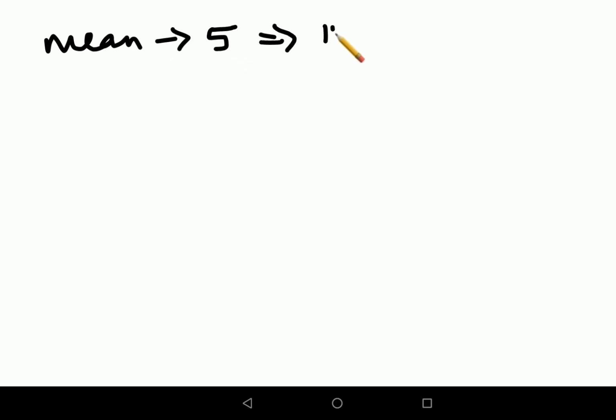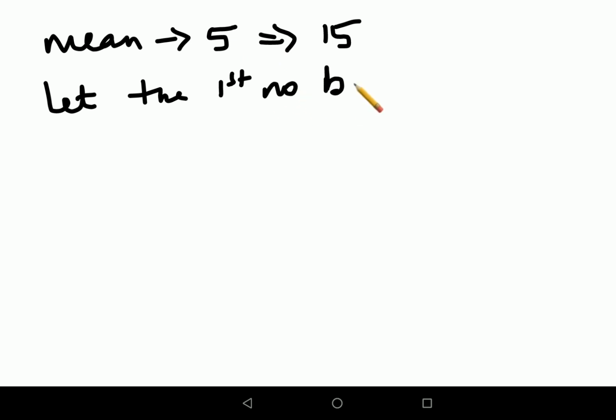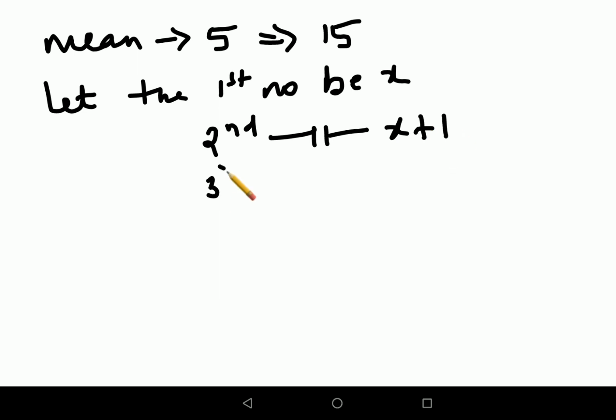Now they are saying that the mean of 5 consecutive integers is equal to 15. So what we'll do is take the help of algebra. Let the first number be x. Obviously, the second number will be x plus 1.